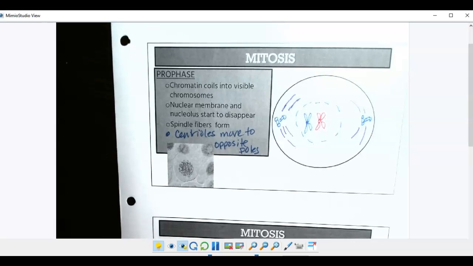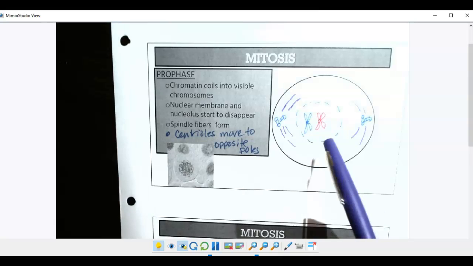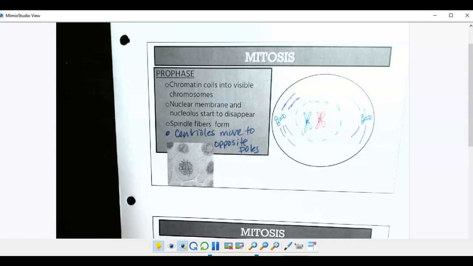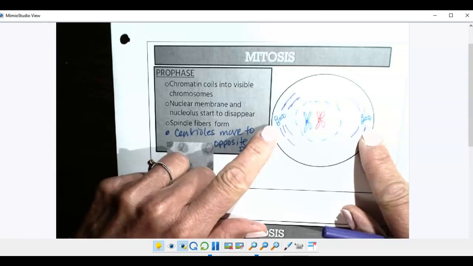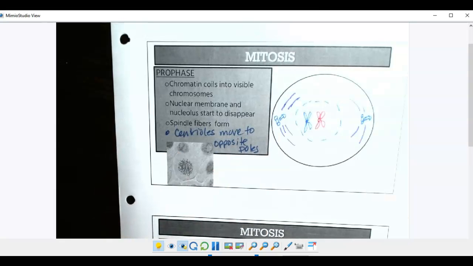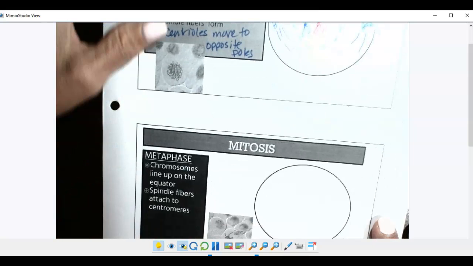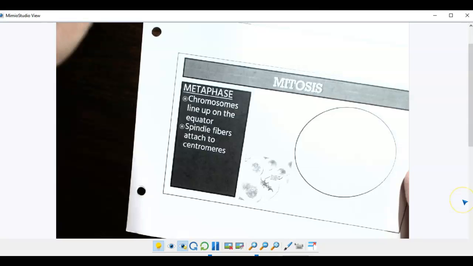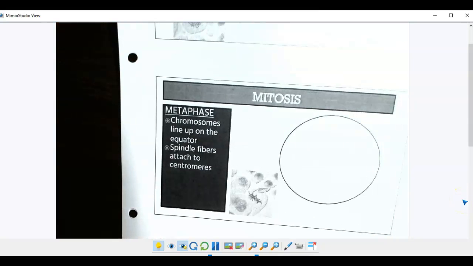centrioles. So major things that are happening right now: the nuclear envelope starts to break down and disappear. The nucleolus disappears. The centrioles move to opposite poles, like this, and the spindle fibers start to appear from the centrioles. Again, they're like microtubules. And then our next phase, so there's not too much going on there, is metaphase.